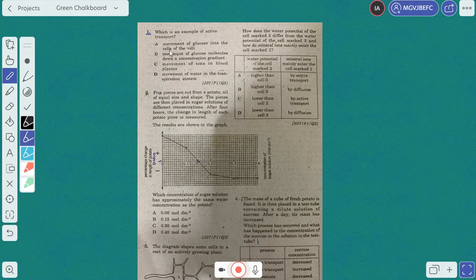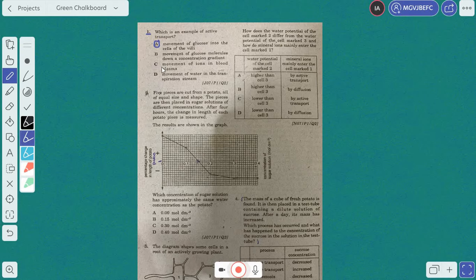Movement of glucose into the cells of the villi, well, this is the answer, to be frank, because there are just too many examples in the O levels 5090, and the first one is uptake of glucose, and the second one is uptake of ions. So just remember that uptake of glucose from the small intestine or uptake of ions through the root hair cells are the 2 main examples of active transport. So it's actually A, but then again you need to be 100% sure.